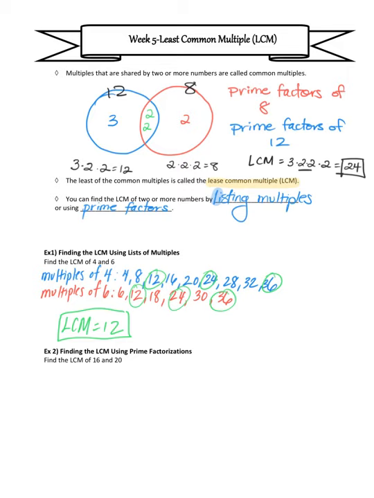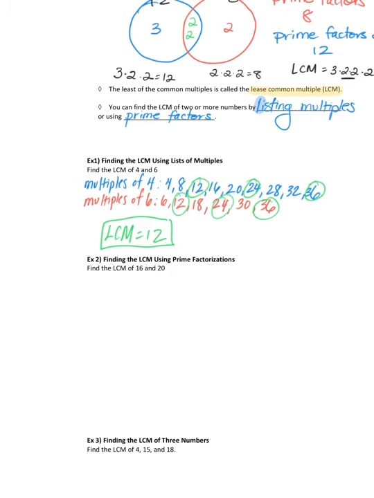So what we're going to do is make a factor tree for each number. The example is 16 and 20. So I'm going to start with 16. We have 2 times 8. Remember, prime factorization we looked at a couple lessons ago. So then we'll break 8 down to be 2 times 4, and we'll break 4 down to be 2 times 2.